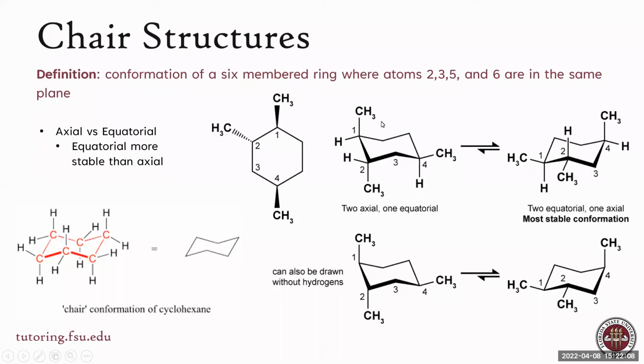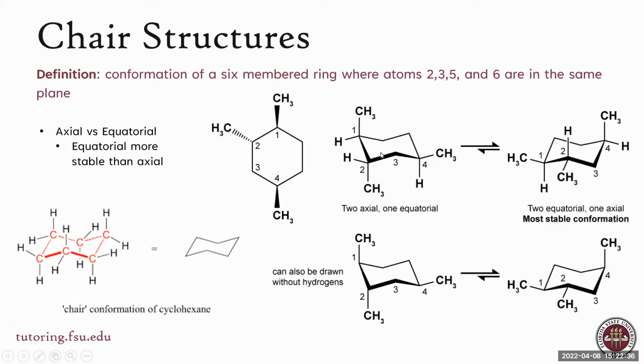And axial refers to along the axis that it would spin. So it spins like that along the axis. Equatorial means more along the equator. So equatorial hydrogen, axial methyl. Axial hydrogen, equatorial methyl. So there are 1 equatorial and 2 axial. 1 equatorial, 2 axial, makes sense.